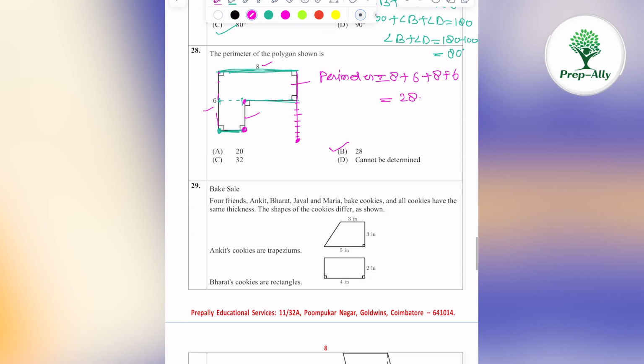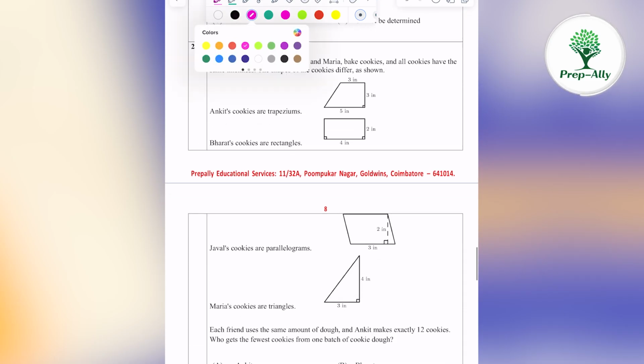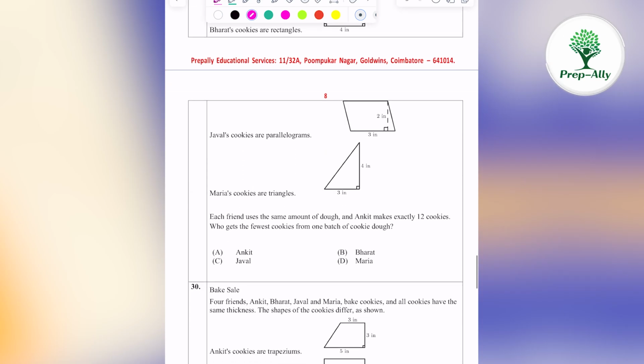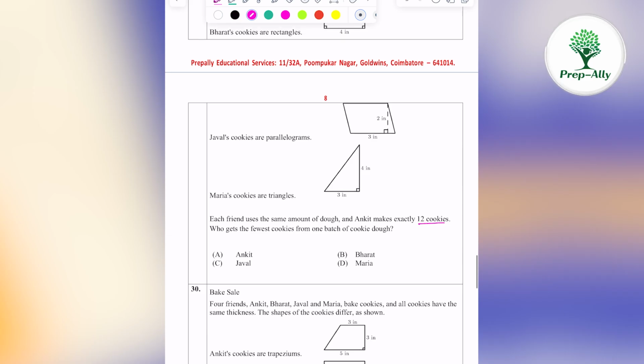Now here the next question is question number 29. Bake sale: 4 friends Ankit, Bharat, Javal and Maria bake cookies, and all cookies have the same thickness. It means thickness of the cookies is same, but the shapes are different. So Ankit cookies are trapezium, Bharat cookies are rectangle, Javal cookies are parallelogram, Maria cookies are triangle. Each friend uses the same amount of dough, and Ankit makes exactly 12 cookies. So who gets the fewest cookies from one batch of cookie dough?